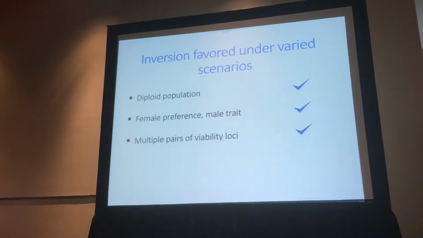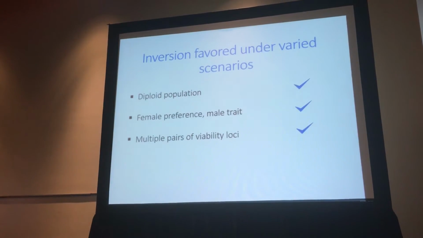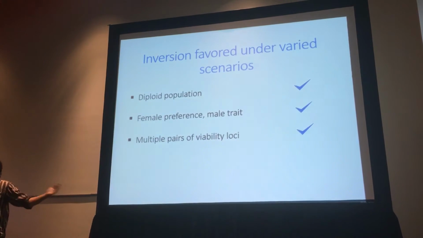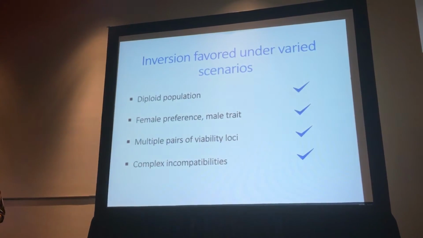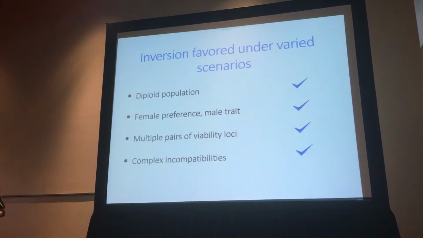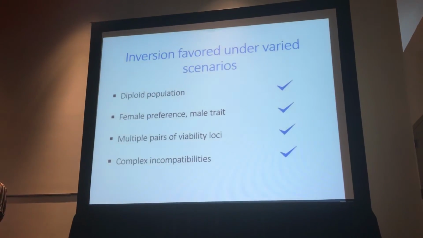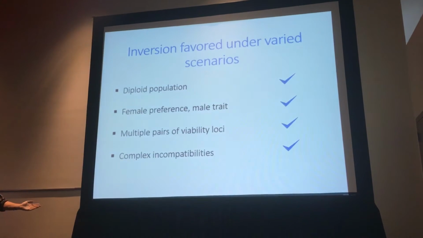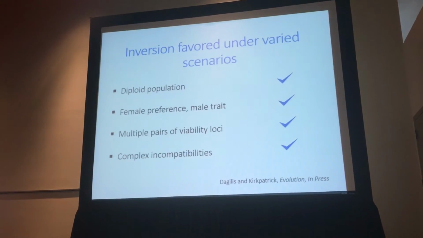Then we looked at multiple pairs of viability loci. What if there are many different DMIs along your genome and you capture some proportion of them? Again, this inversion is selected for. And lastly, we looked at complex incompatibilities, which involve more than 2 loci. And you capture even a single one of those loci as well as some sort of mating locus. The inversion is once again favored.